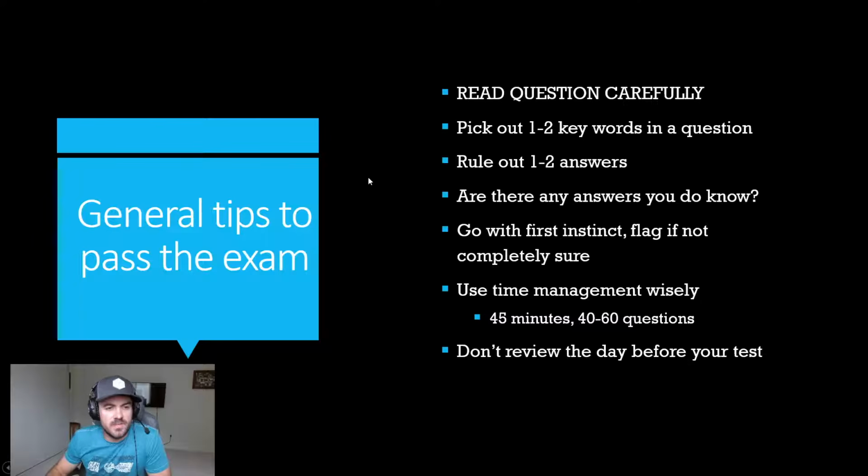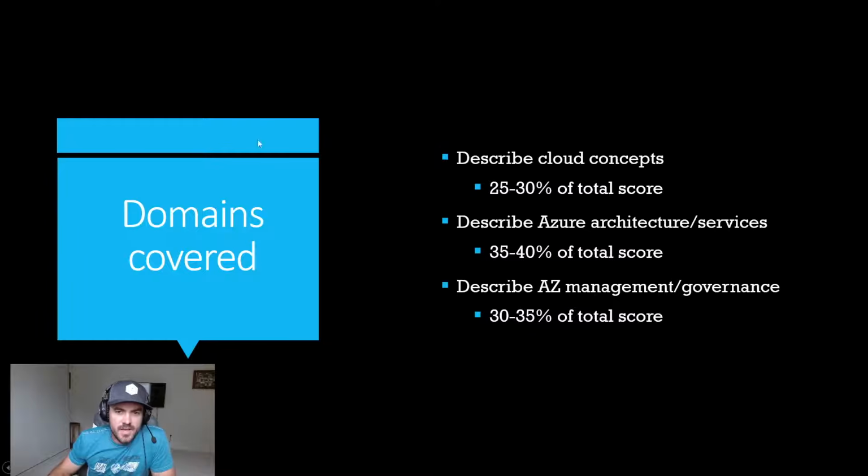All right. So, the domains that are going to be covered on this particular exam, we alluded to 3 of them. Here they are. So the first one is going to be describing cloud concepts, which is about 25 to 30% of your total score. And then you're going to need to describe Azure architecture and services. And then finally, you're going to need to describe Azure, that's AZ, management and governance. Okay.